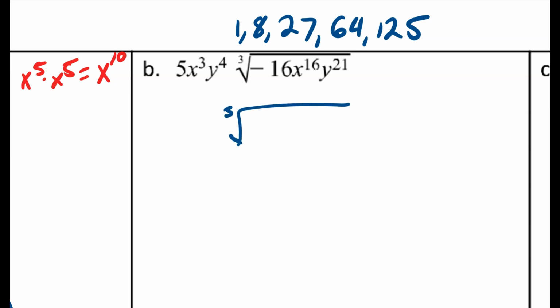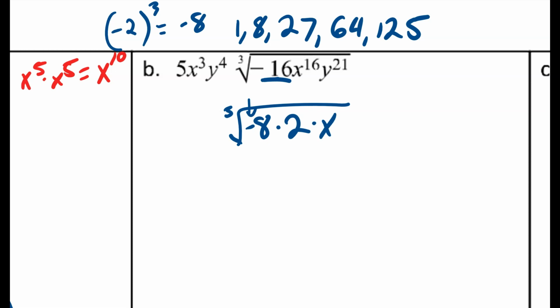So I'm going to break up 16 into negative 8 times 2. Now the whole reason why I choose negative 8 is because I know that a negative number under the cube root comes out as a negative number because negative 2 cubed is negative 8. So you could choose to leave the 2 as negative, but I always like to try to take the negative outside the radical. So for x to the 16th, I'm going to break that up into x to the 15th times x to the 1st, and I'm going to leave y to the 21st.